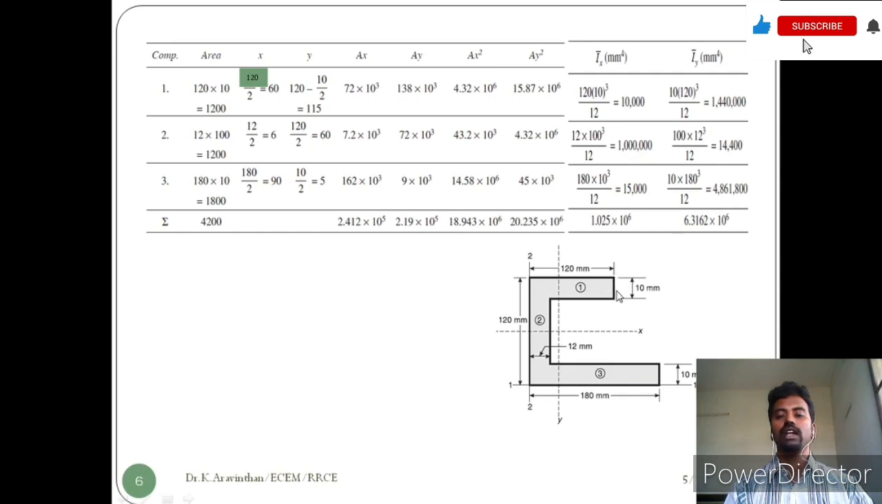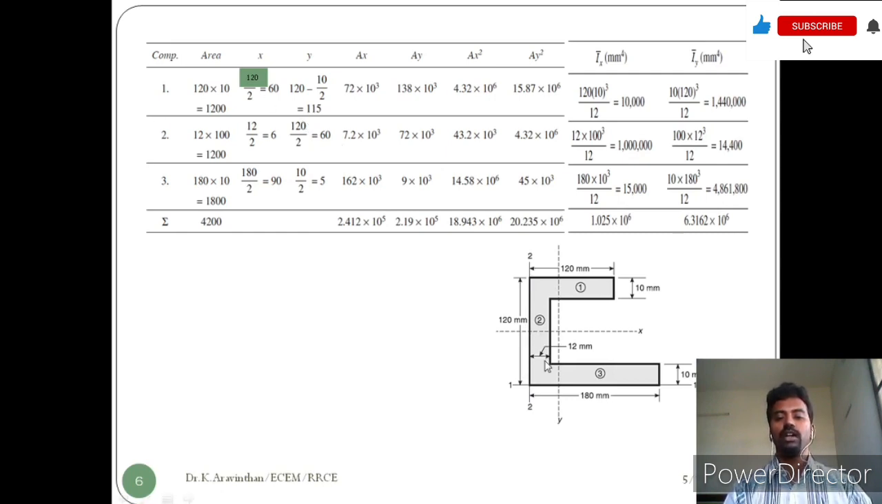So total distance is 10. So the centroid of this component will be acting 5 mm exactly from this point. So we have to consider from the bottom of the section. So that is why the total distance is 120. You have to subtract 5 mm. So 120 minus 10 by 2, that is 115.